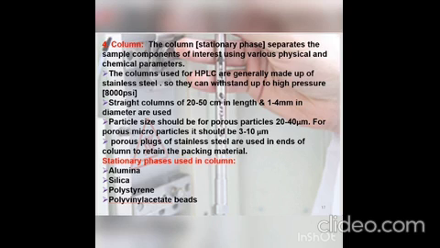The columns used in HPLC are generally made of stainless steel because high pressure is used, and to withstand that high pressure we use stainless steel columns. The columns are mainly 20 to 50 centimeter in length and 1 to 4 millimeter in diameter. The particle size for porous particles should be 20 to 40 micrometer. For porous microparticles it should be 3 to 10 micrometer.